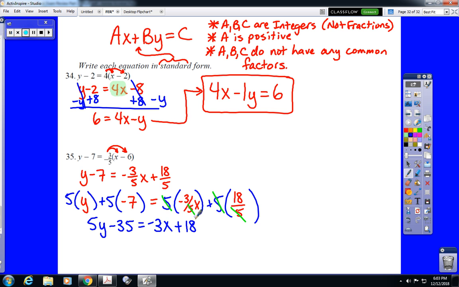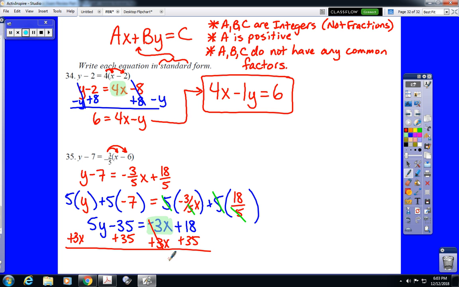No more fraction. So then we look at the x, and we ask ourselves, is x positive? And the answer this time is, no it is not. So that means we need to move the x term. So we are going to add 3x to each side. I want that to be a different color so we can tell it's work. Add 3x to each side. And add 35 because it can't be on the same side as the x.